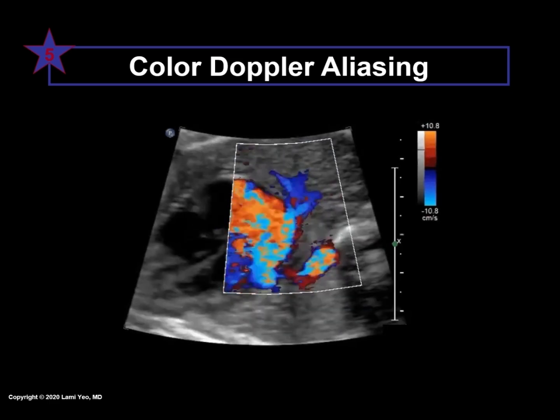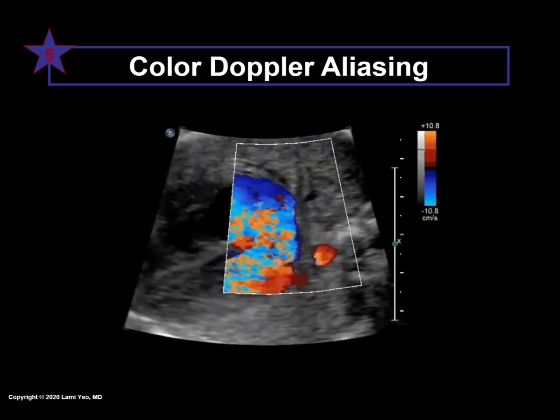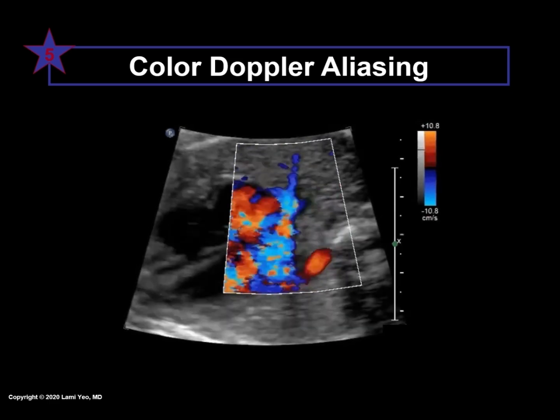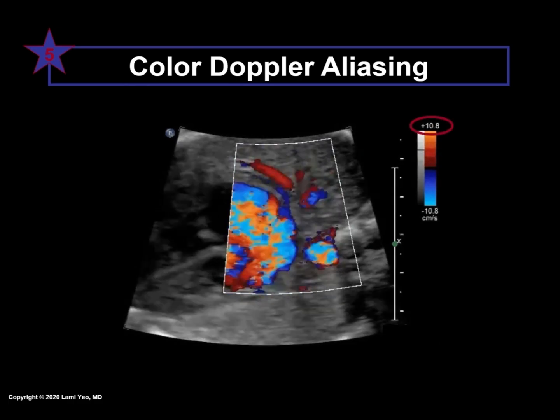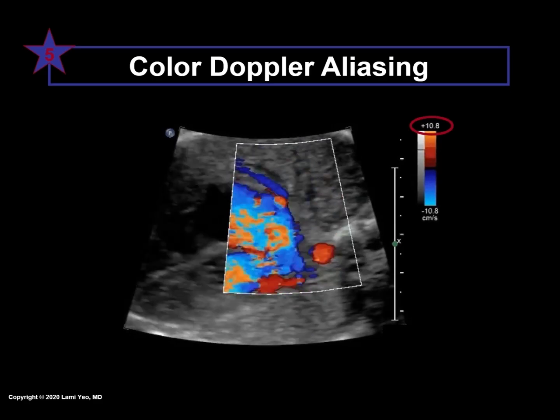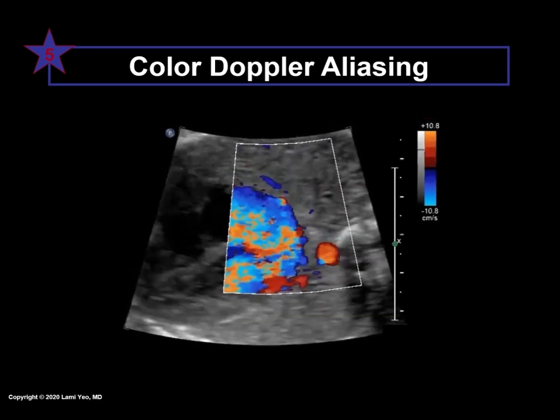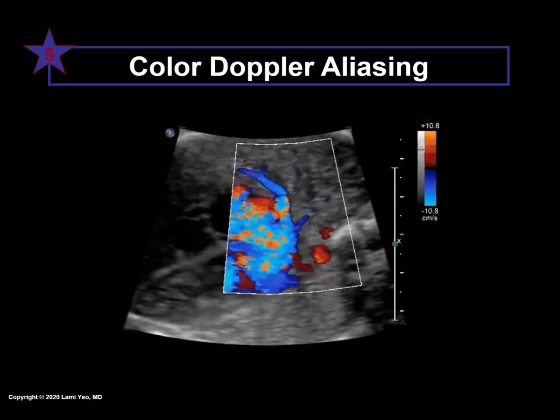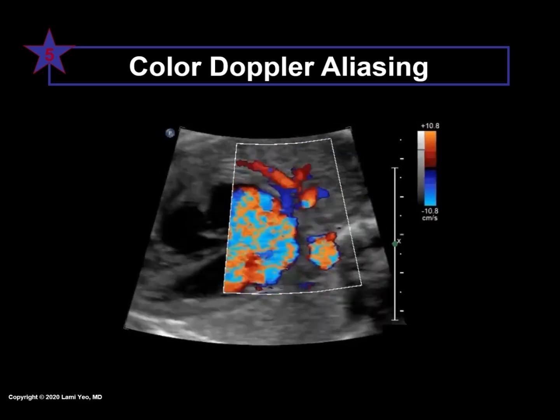Here's an example of color Doppler aliasing. In order to image the pulmonary veins, the velocity scale was set low at 10.8 centimeters per second. However, this also led to color aliasing in the four-chamber view, since there is high velocity flow present.